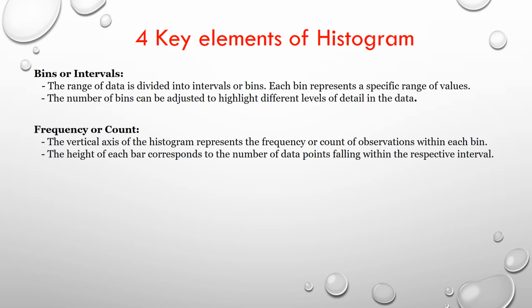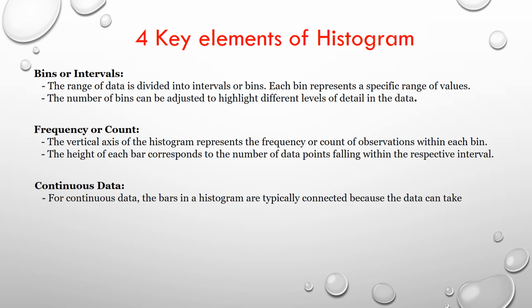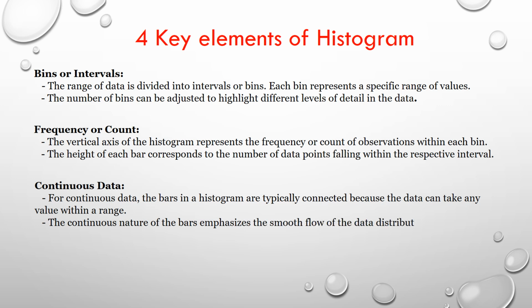Third element is continuous data. For continuous data, the bars in a histogram are typically connected because the data can take any value within a range. The continuous nature of the bars emphasizes the smooth flow of the data distribution. Fourth element is discrete data. For discrete data, each bar represents a distinct.